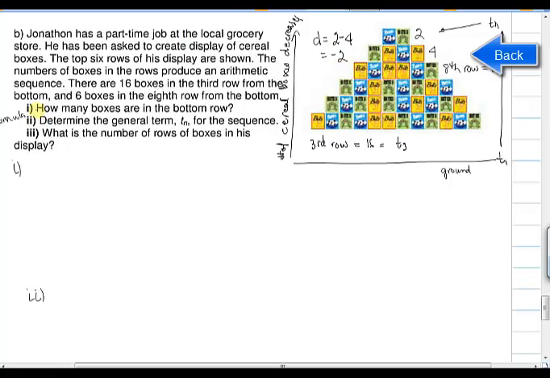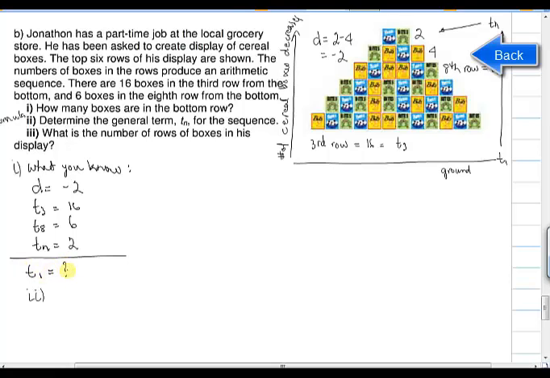Okay, so for our first question, how many boxes are in the bottom row? Write down what you know. Okay. You know that the common difference is negative 2, because we just worked that out. We know from the problem that T3 is 16, and we also know that T8 is 6. The other number that we know is that T subscript n is 2. All right, and what are we looking for? We are looking for T1. So we're going to start with our general formula.